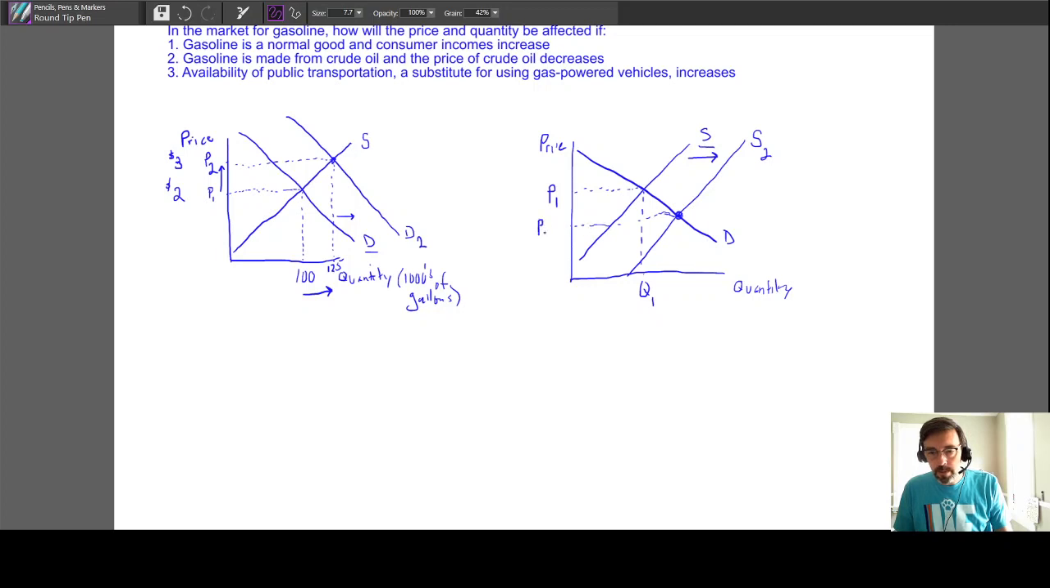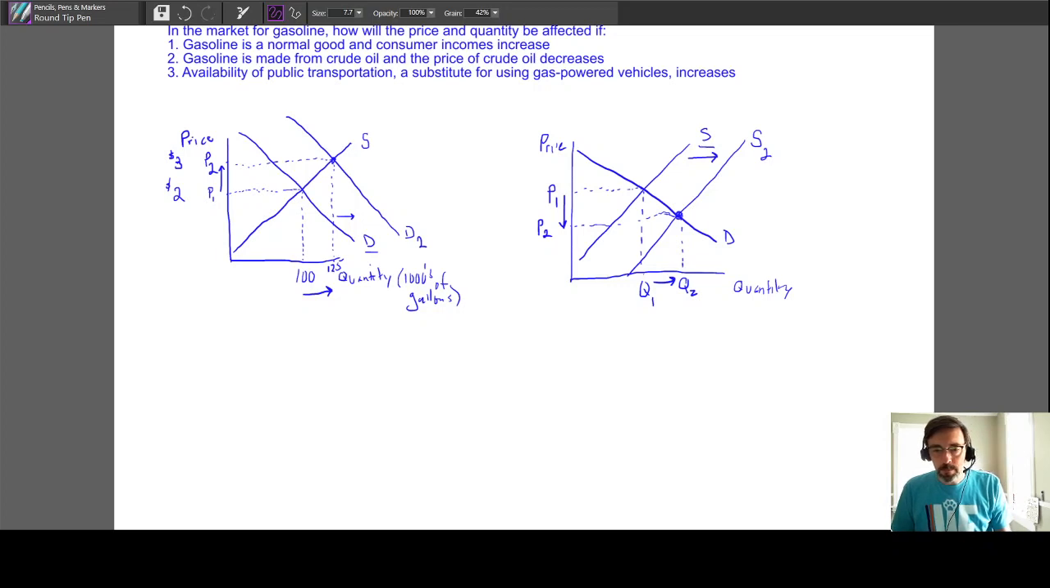Put that P2 here. So what has price done? It has dropped. And where's our new quantity? It's out here, Q2. And quantity has increased. Notice this time I didn't use dollar amounts or quantity amounts. I just used P's and Q's to represent those values.